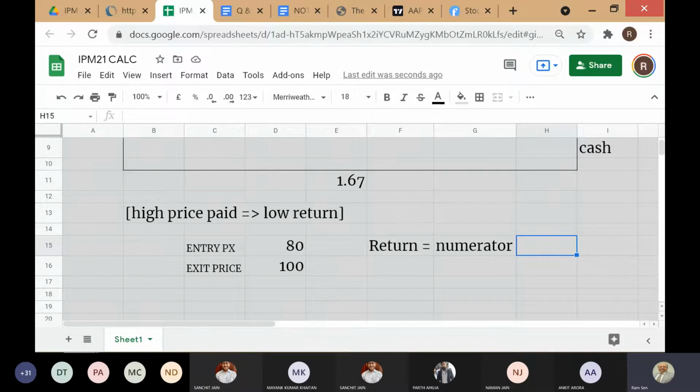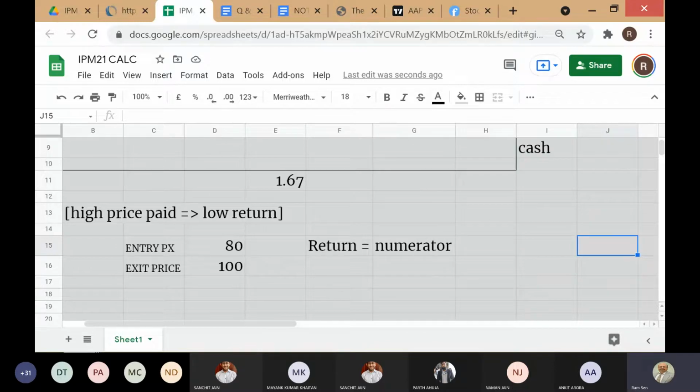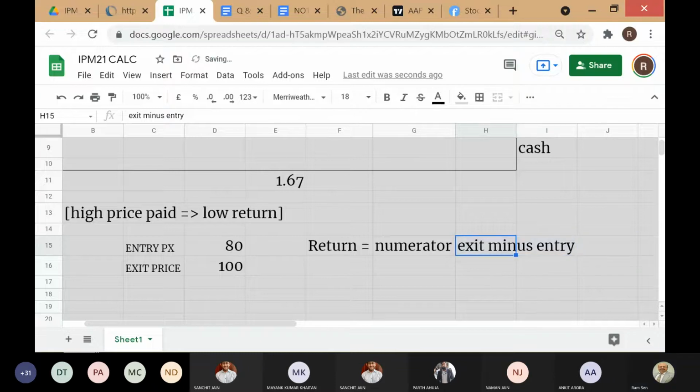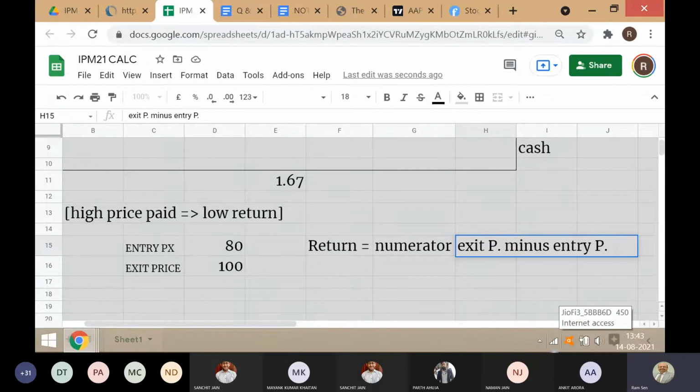We're all together here in this discussion. Somebody, I thought I heard you say entry minus. So let's be clear: it's exit minus entry. The numerator should be exit minus entry. Exit price minus entry price. And this will be useful for you later on when you calculate returns also.